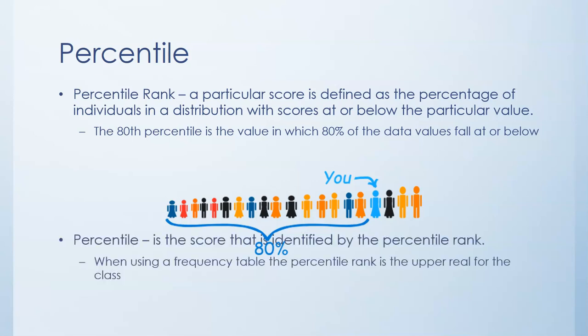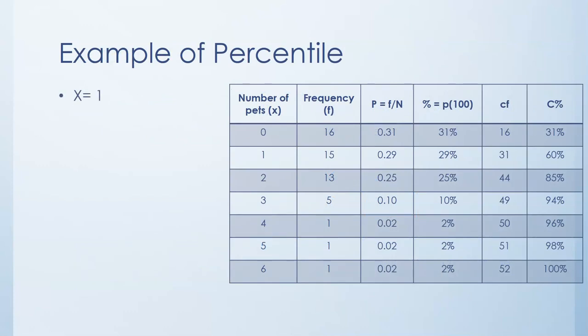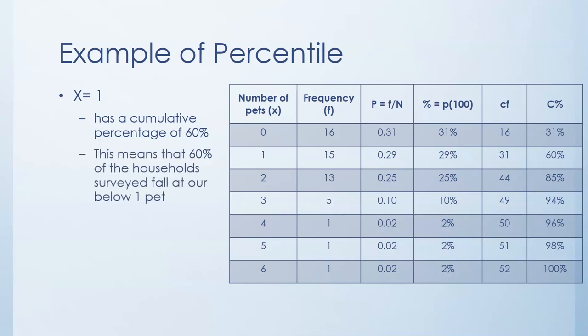Okay, so the percentile is the score that is identified by the rank. You can use a frequency table to find the percentile for each class. So for instance, if I look at x equal to 1, this has a cumulative percentage of 60%. That means that 60% of the people surveyed had 1 or 0 pets. So that means that 60% of households fall below 1 pet.